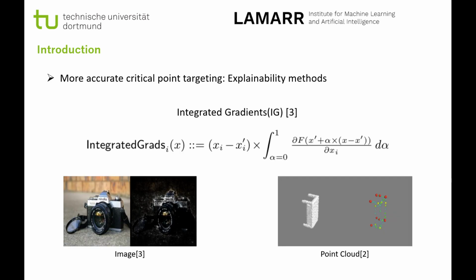We introduce explainability methods that compute attributions for each feature of the input. Here we employ integrated gradients, which works by setting a baseline, then sampling from the path between the baseline and the current input, and finally calculating and integrating their gradients.